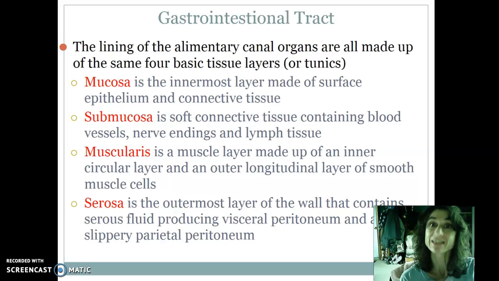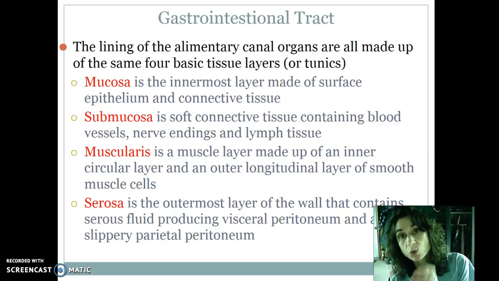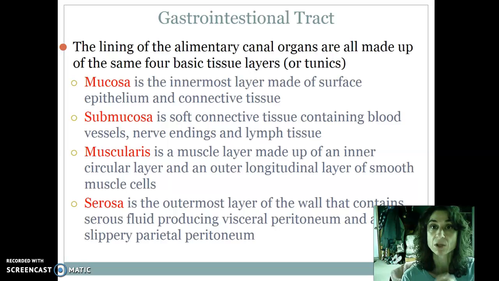The muscularis is the muscular layer. So, there's an inner circular layer and an outer longitudinal layer of smooth muscles. Remember, this is smooth muscle. This is not voluntary muscle. We can't tell the actual organ stomach muscles to contract. The smooth muscle is involuntary muscle, versus our abdominal muscles, which are skeletal and voluntary. Then the outermost layer is the serosa.